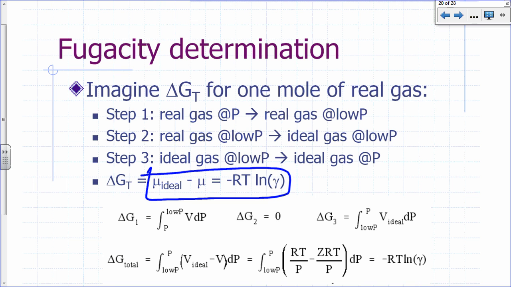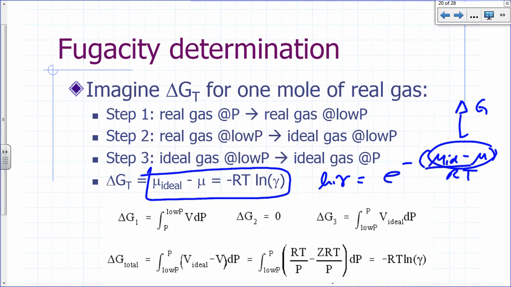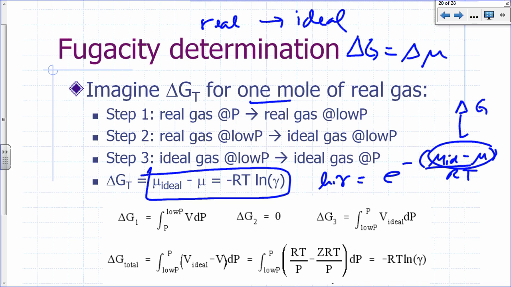Gamma would be e to the negative mu ideal minus mu real over RT. But mu ideal minus mu real is just delta G. If you're going from a real gas to an ideal gas at the same pressure, then your delta G, if you're dealing with just 1 mole, will just be the change in the chemical potential.